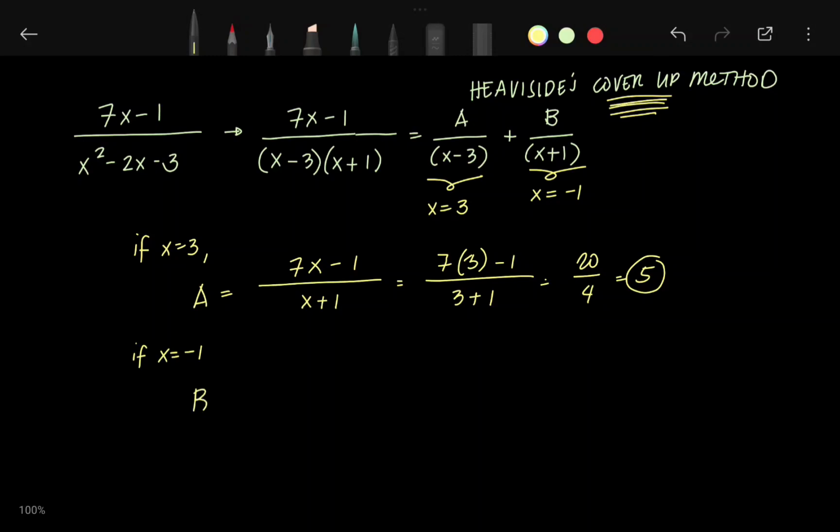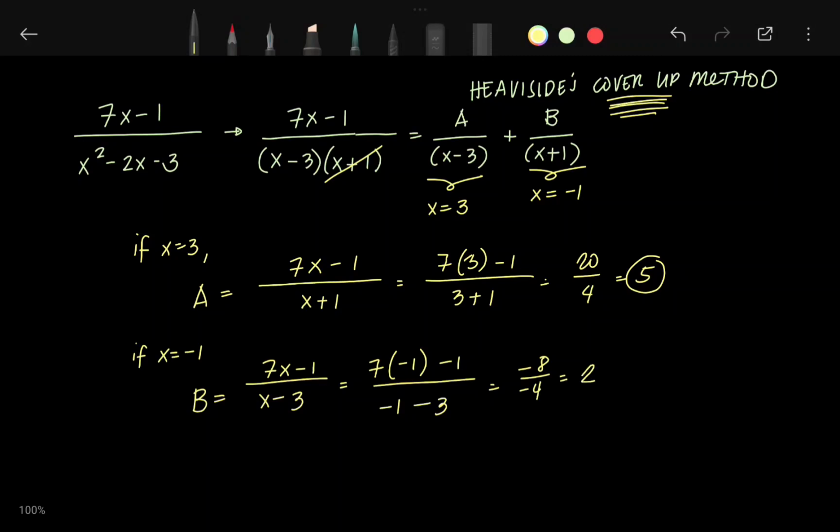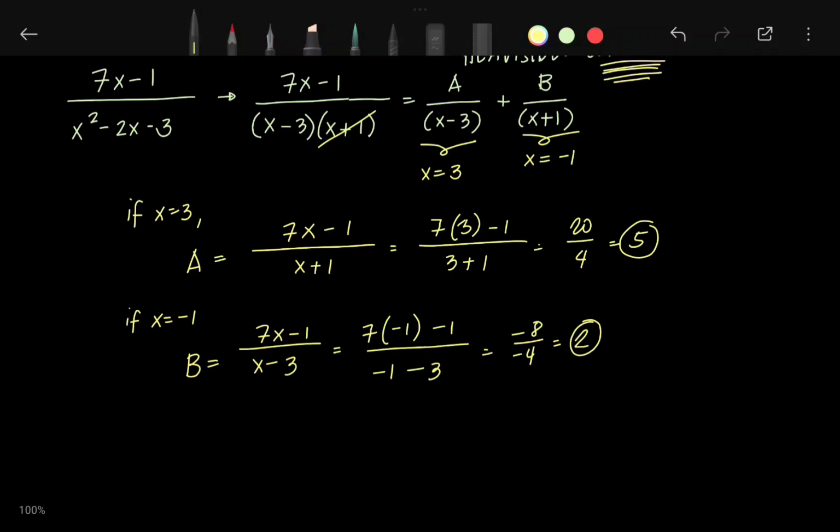So, let me erase this. So, we want to solve for B. And we will cover up x plus 1 kaya siya ang denominator ni B. So, 7x minus 1 all over x minus 3 na lang. So, substitute na tanan nga x with negative 1. Negative 1 minus 3. So, negative 7 minus 1 is negative 8 over negative 4 is equal to 2. Alright. And then, this is not the final answer yet. Let me rewrite this dalom.